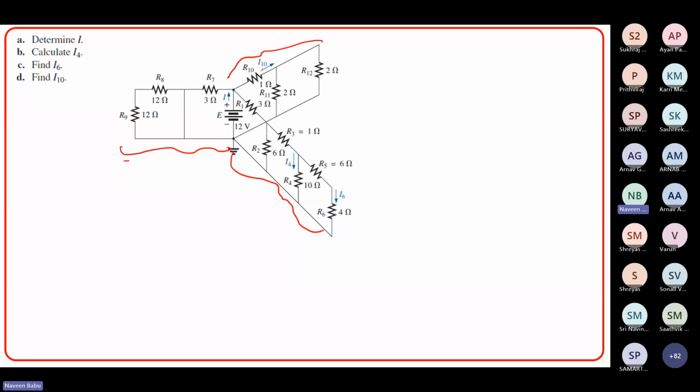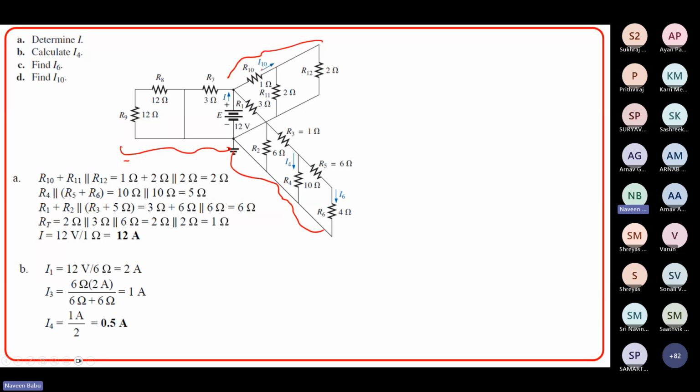If you want to find I10, then it is 12 divided by 2, which is 6 ampere. That will be the value of I10. The solutions are there. Okay, I'll just display the solution and then I'll speak.